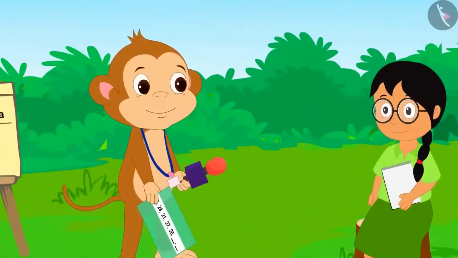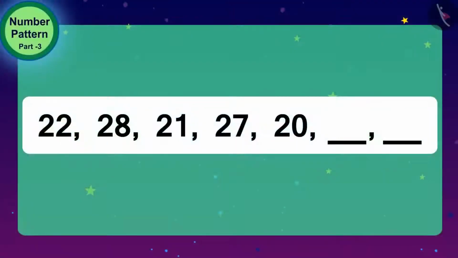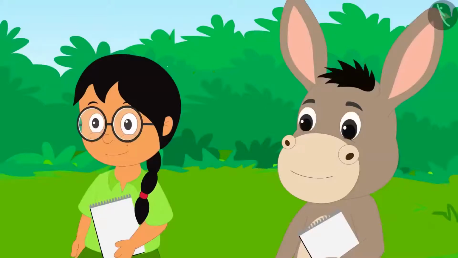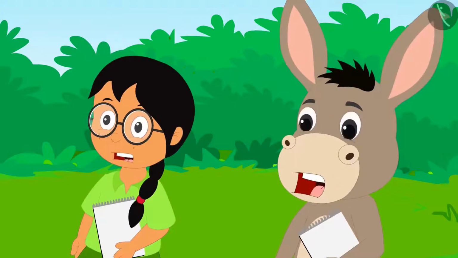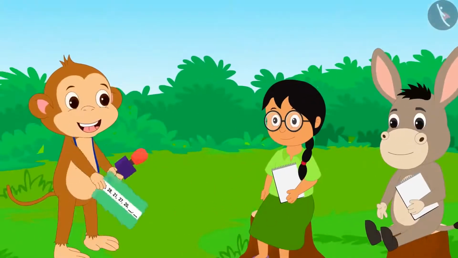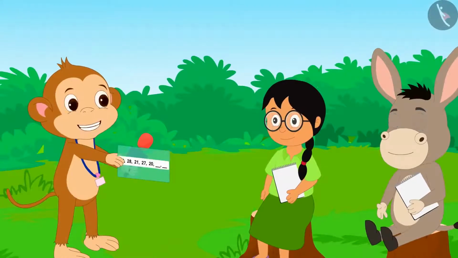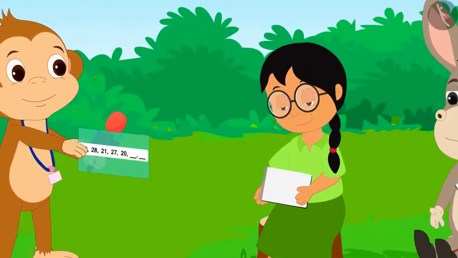The game's organizer, Babban, showed them both these number patterns. Bhola and Meenu were shocked to see that number pattern. Both told Babban, There is no pattern in this. Are you joking, Babbanji? Babban laughed and said, No, this is a number pattern. Look carefully. Bhola and Meenu started to complete the number pattern.